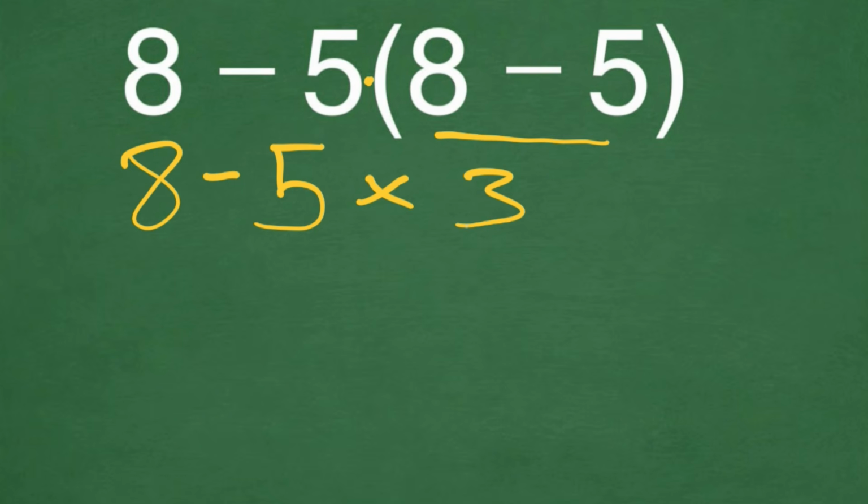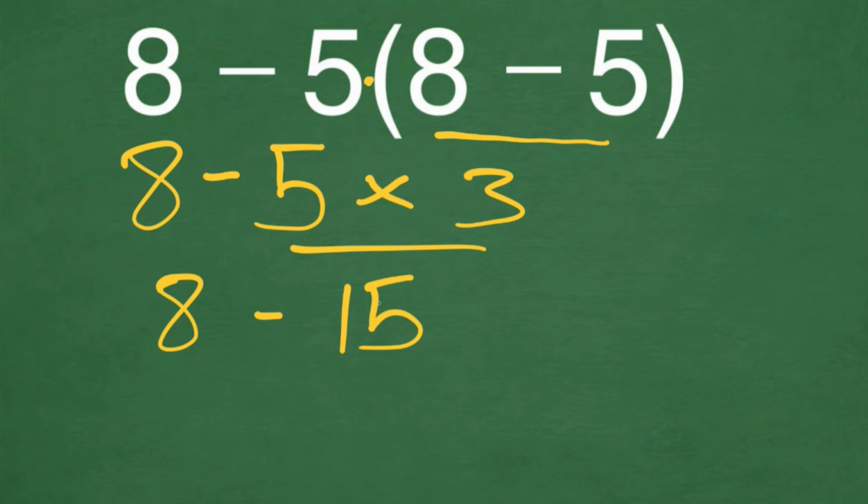So 5 times 3 is going to be the next sequence because multiplication has a higher priority than subtraction, and multiplication should be solved before subtraction. So 5 times 3 gives us 15. And 8 minus 15 is equal to negative 7. So the final answer to this question is negative 7.